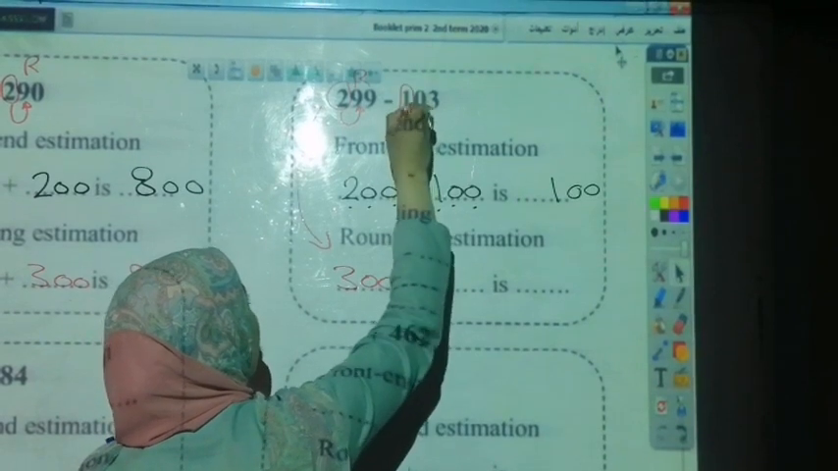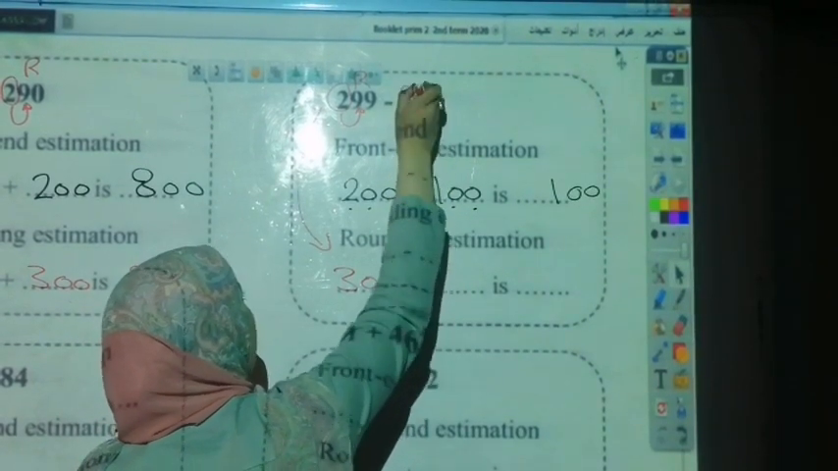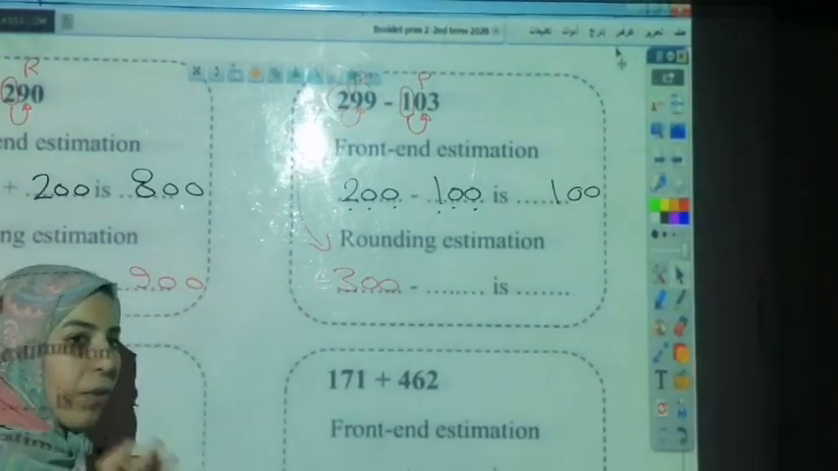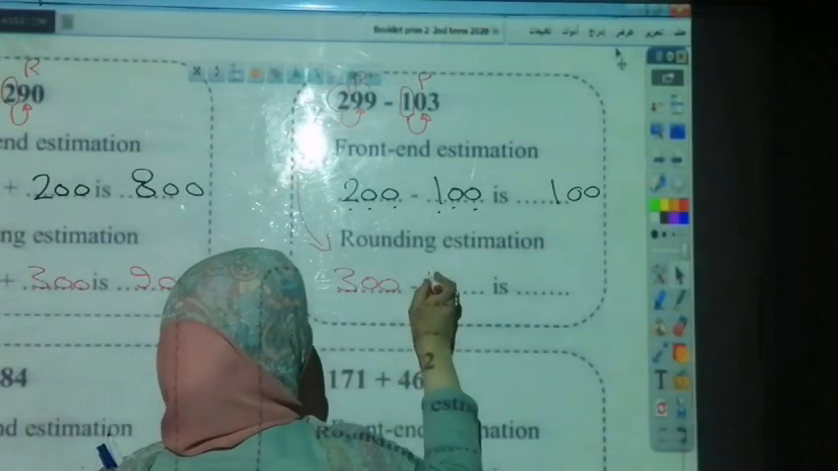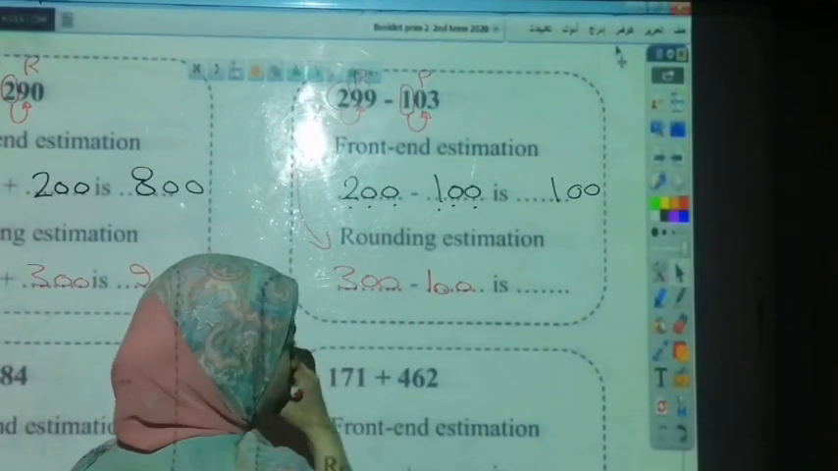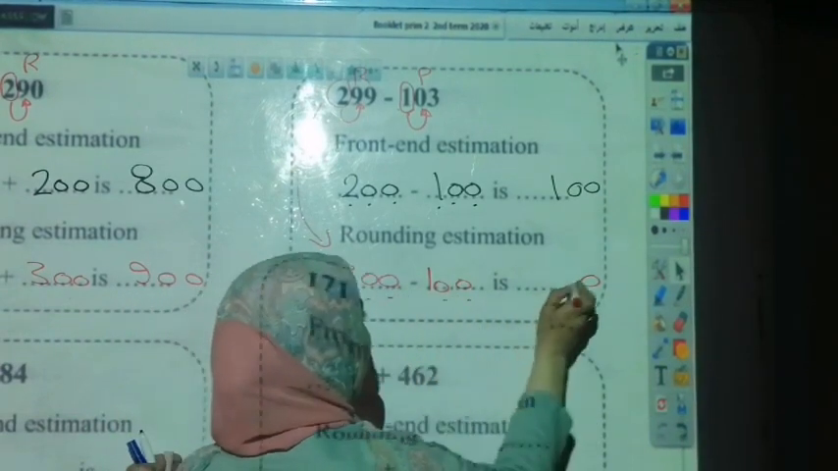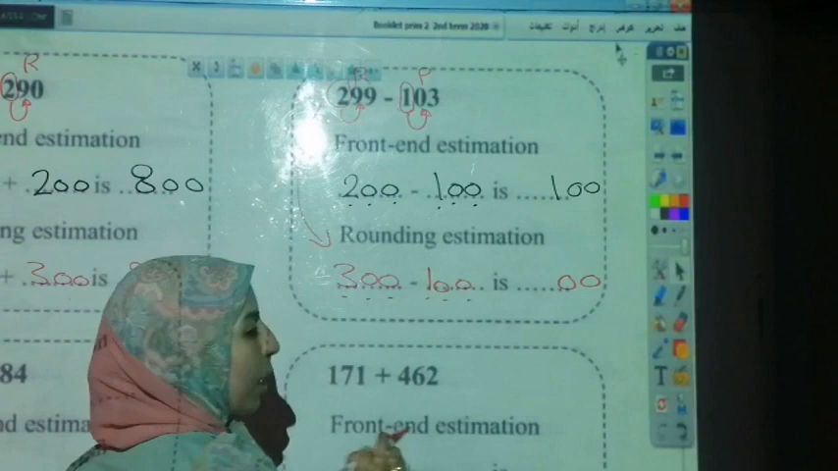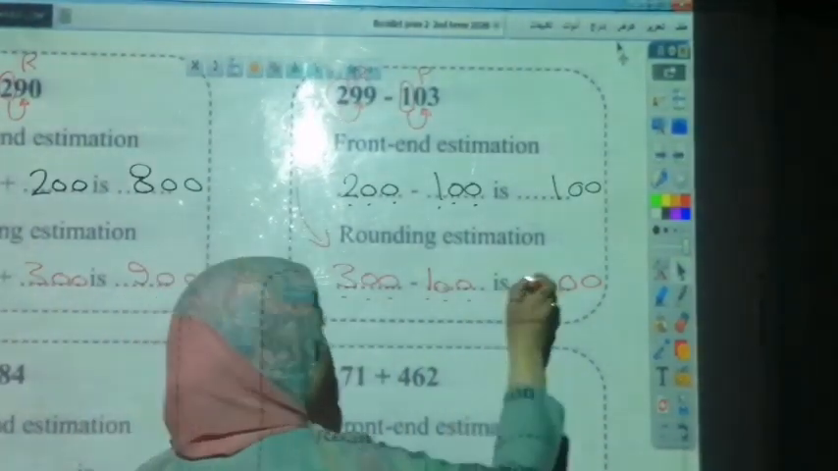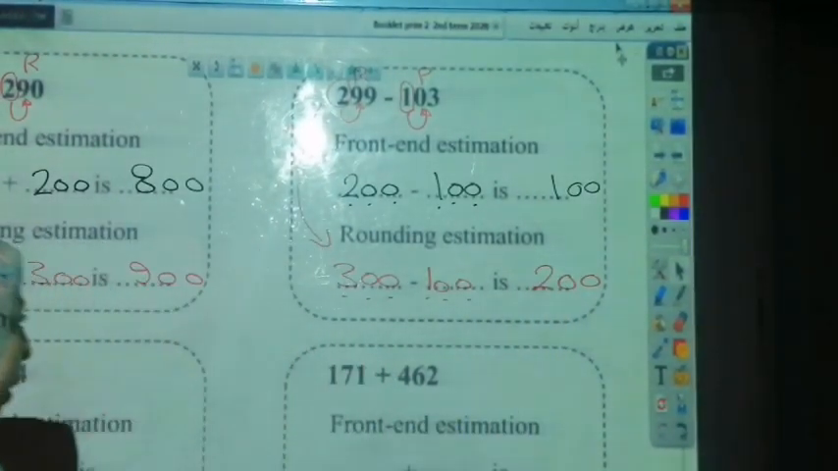Circle around 1 in 100. Look at the digit in tens. 0 is poor. 103 rounds down to 100. 300 minus 100, 0 minus 0 equals 0, 0 minus 0 equals 0, then 3 minus 1, after 1, 2, equals 2. Complete the page as a homework.